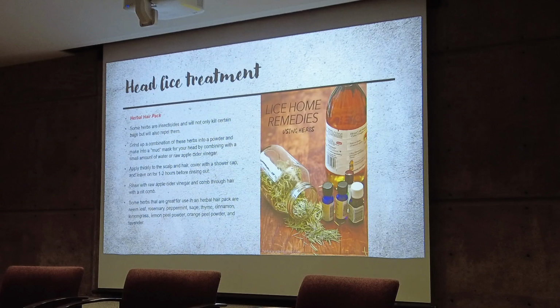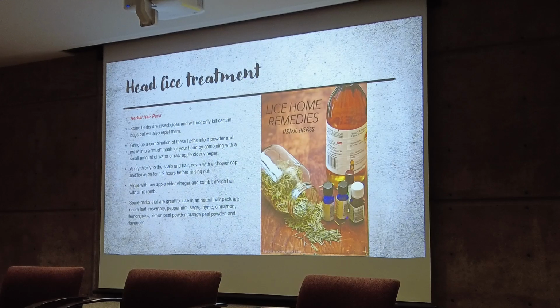Apply thickly to the scalp and hair, cover with a shower cap, and then leave on for 1 to 2 hours before rinsing out. Rinse with raw apple cider vinegar and comb through the hair with a nit comb. Some herbs that are great to use in this herbal hair pack are neem, rosemary, peppermint, sage, thyme, cinnamon, lemongrass, lemon peel powder, orange peel powder, and lavender.